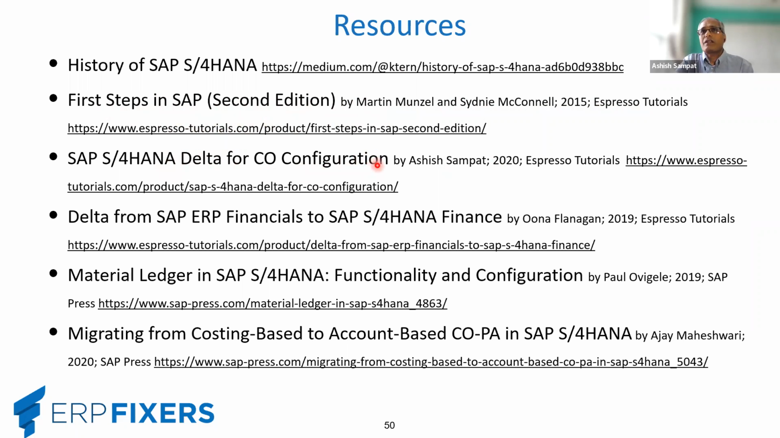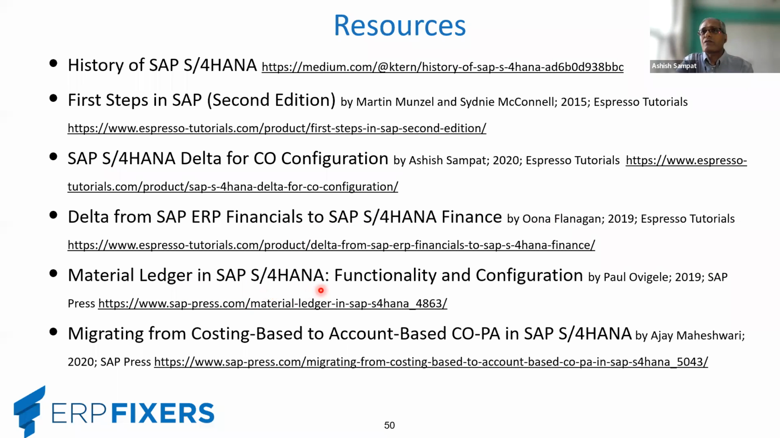Delta for CO configuration. This was the third book that I authored that has a lot of the info that we went through on the important design and configuration changes. This is the FI version of this topic, the Delta for S4HANA Finance by Una, again published by Espresso, which is a very good resource if you're looking for Delta changes.